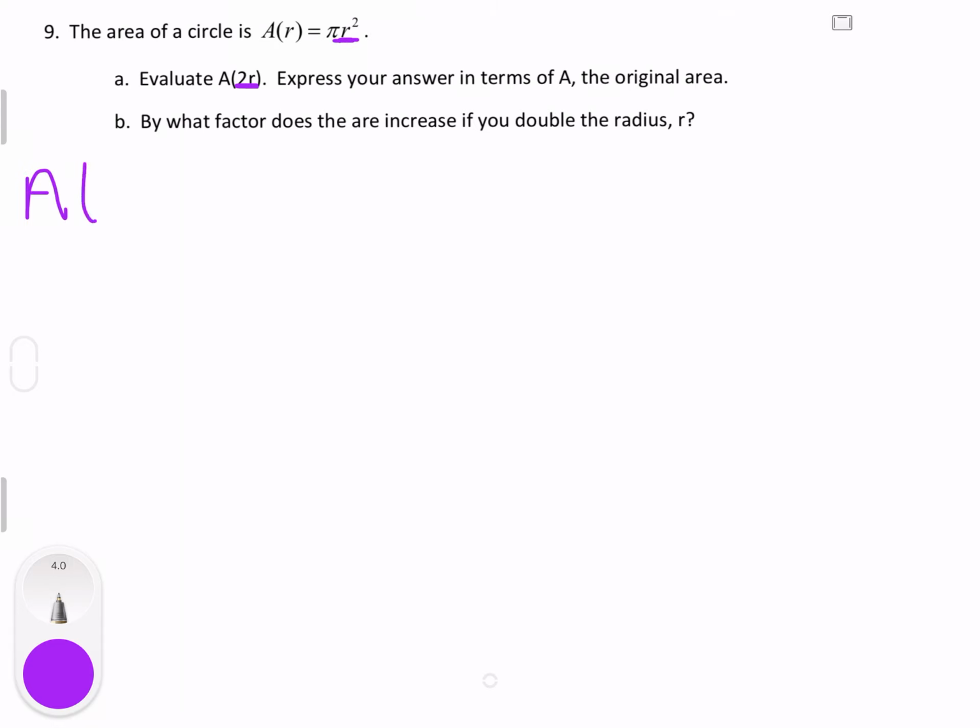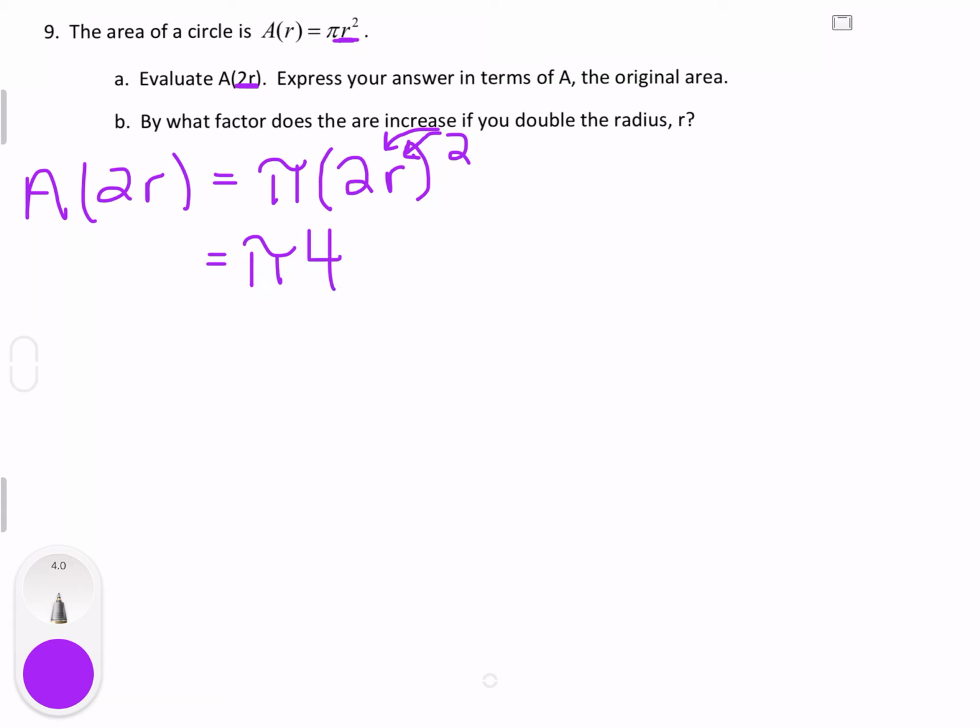So A of 2r is equal to pi. Remember, that doesn't change. Now we're plugging our 2r in for r, so it's going to be 2r, the entire thing squared. Okay, so let's go ahead and use our exponent rules, distribute out that exponent to both factors within our parentheses, and you're going to get pi times 2 squared, which is 4, times r squared.